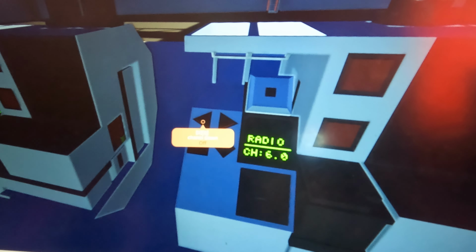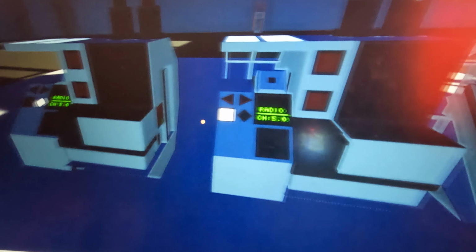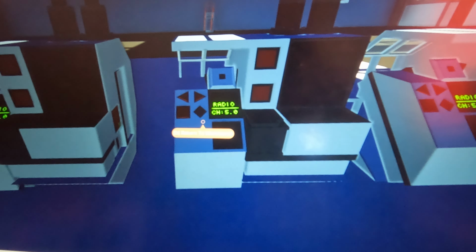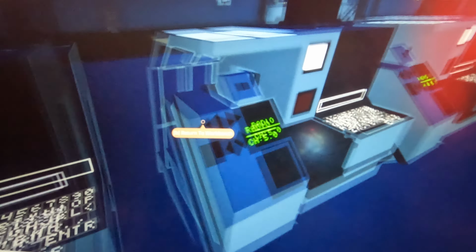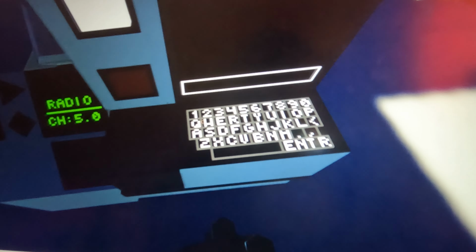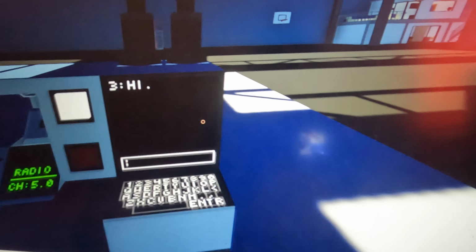But let's say both want to call 5. Obviously they're both going to go off. As you can see, the lights are on. Now the whole little chat system is actually very good. Let's say that all are on different channels, and I just say hi. So H I. Okay, so 3 has said hi.